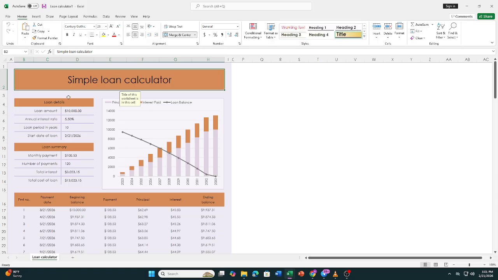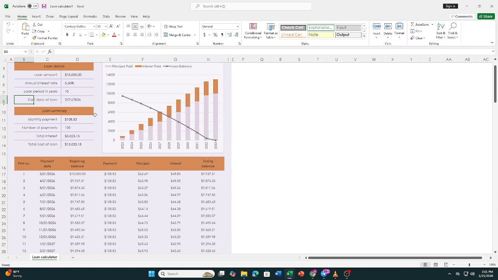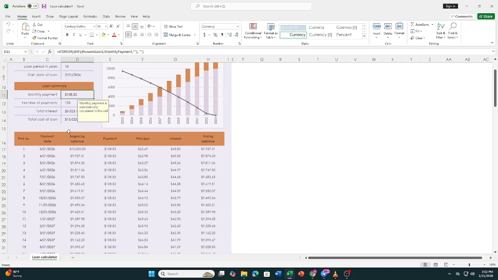Next, in the first column, type your input labels: loan amount, annual interest rate, loan term in years, and monthly payment. These are the key fields your calculator needs. Now, format the input cells. Set the loan amount as currency and the interest rate as percentage. Proper formatting makes the calculator easier to use.